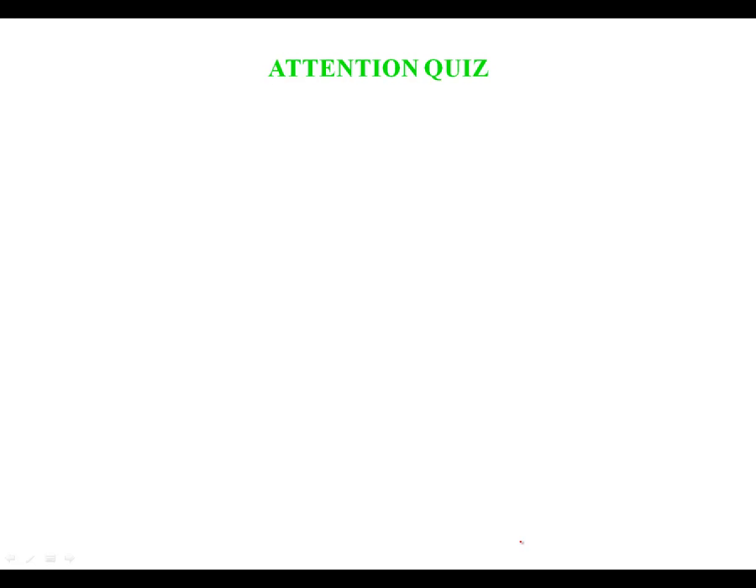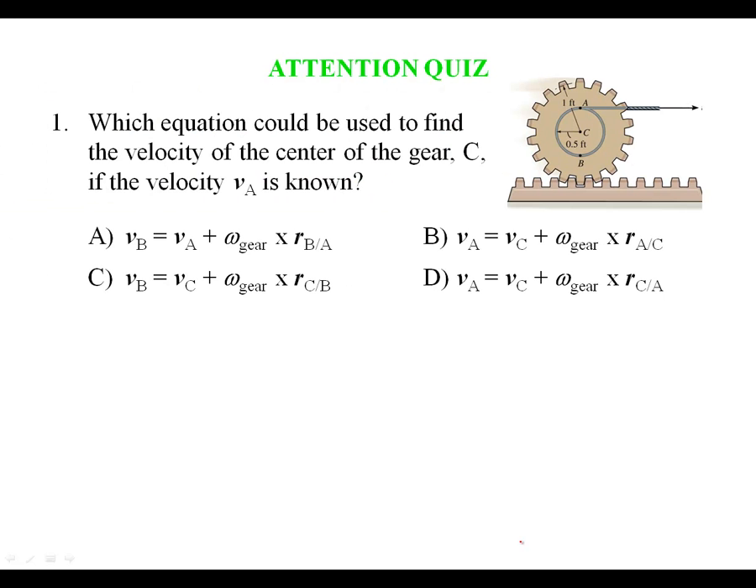Okay, let's see if you could figure this out. Which equation could be used to find the velocity of the center of the gear, C, if the velocity at A is known? In other words, if we know the velocity at this point A, if someone is pulling this cable at a known velocity, let's find out how fast this point at C is moving. How would we find that?